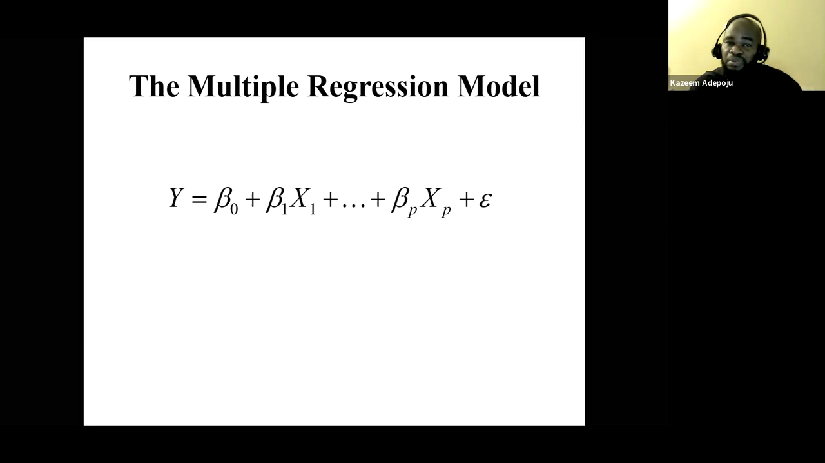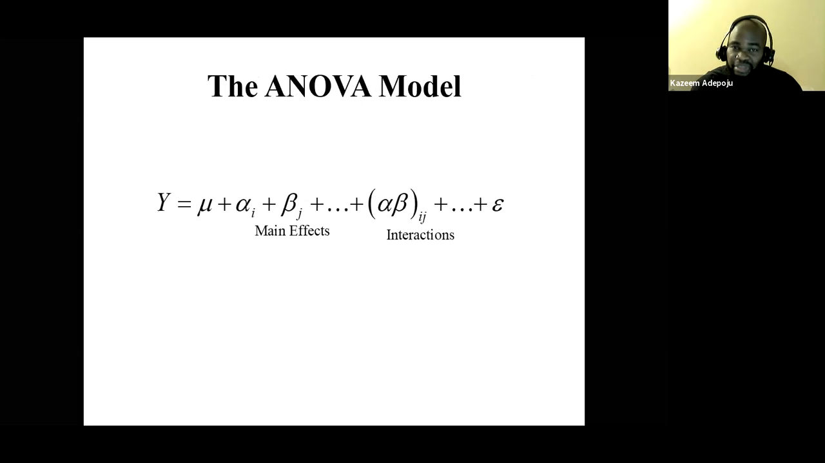This is a multiple regression model. Take a look at that. This is analysis of variance model, where you have one or two-way analysis of variance with interaction. I think you remember that, where you have factor A, factor B, and you have the interaction. Okay.